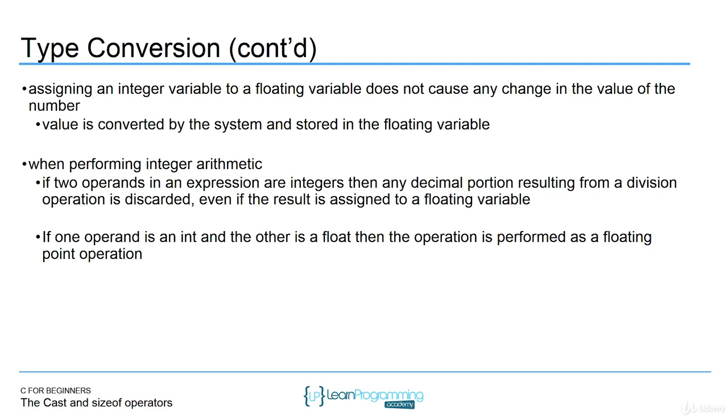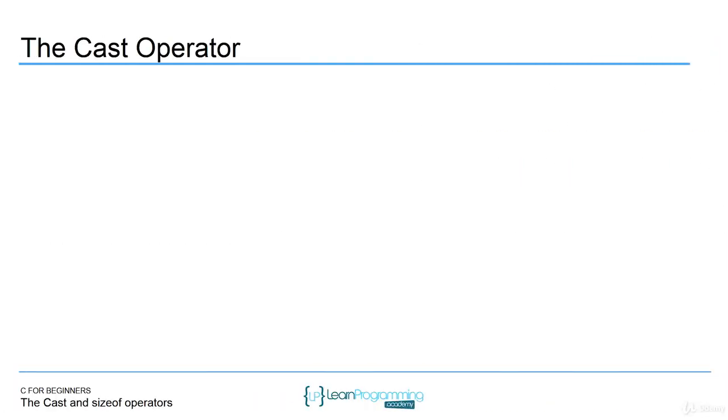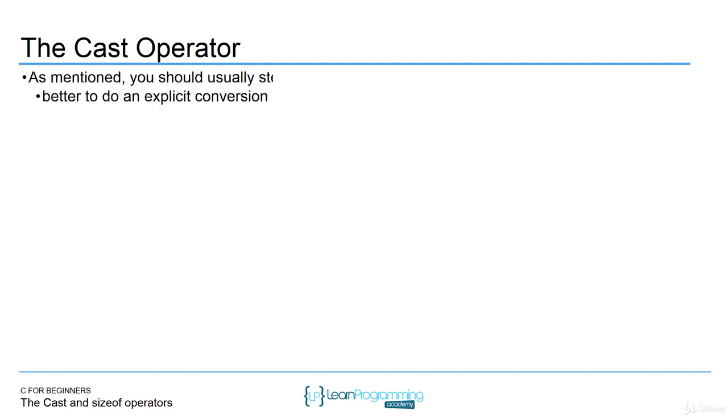So 2 ints in a division, it's going to be a whole number. An int and a double or a float, it's always going to be a float. It's always going to be a decimal floating point operation. And this is the implicit conversion. That's really what you need to understand is going on and done for you by the program if you don't do anything. However, you should try to do some explicit conversions, which you can do with the cast operator.